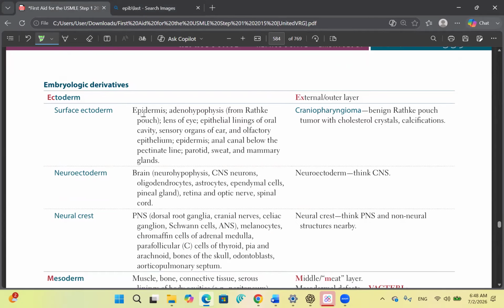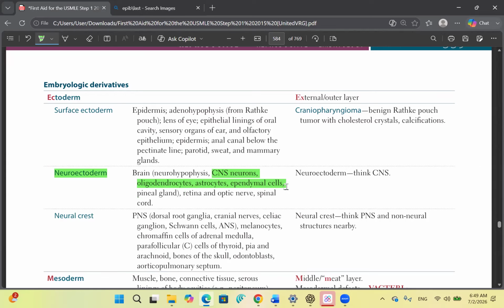So in ectoderm, we have surface ectoderm. Ectoderm is the external or outer layer. It causes the formation of epidermis and adenohypophysis from Rathke's pouch. Okay, Boot Camp said that ectoderm reminds of beauty and brains. Everything related to beauty is in surface ectoderm and the brains are in neuroectoderm: neurohypophysis, CNS neurons, oligodendrocytes, astrocytes, and ependymal cells.